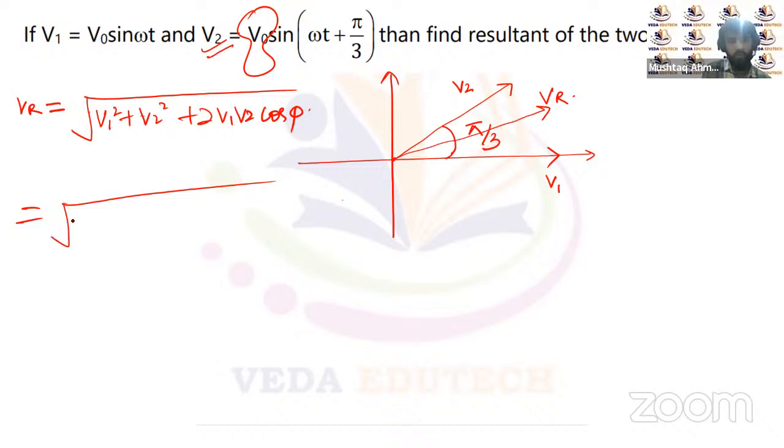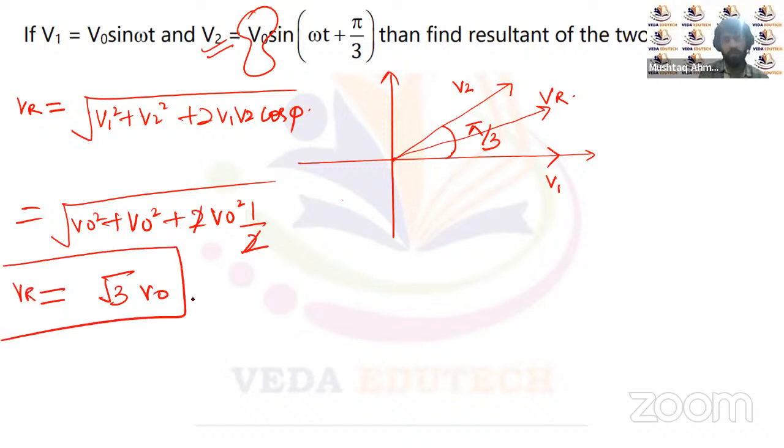So it will be V naught square plus V naught square plus twice V naught square times cos of the phase difference, which is pi by 3. Cos of pi by 3 is cos 60, that's 1 by 2. So it will be 3 V naught square, and the resultant amplitude will be root 3 V naught. This will be the amplitude of the resultant voltage for the two given voltages.